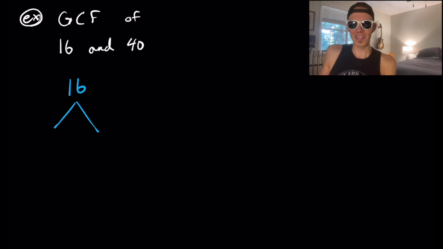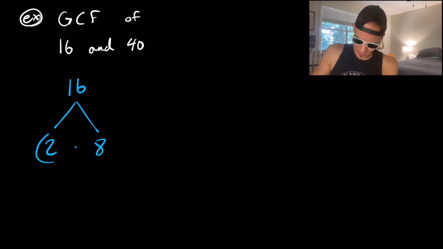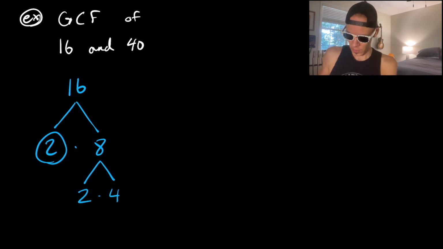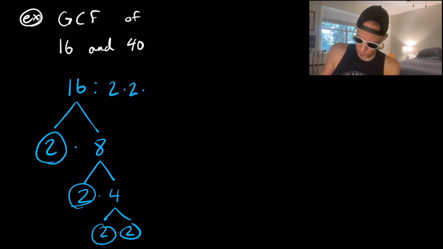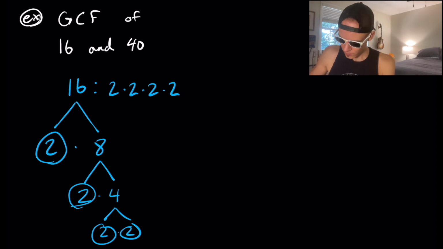I see that 16 is an even number, so I know that 2 is a factor, and it's going to be 2 times 8 is 16. I can't break down 2 any further because that's a prime number. So I'll look at this 8. Well, 8 is also even, so I know that 2 is a factor. Can't break down that 2 since it's prime. And then 4, I can break that down into 2 times 2. So 16, I can write as 2 times 2 times 2 times 2.